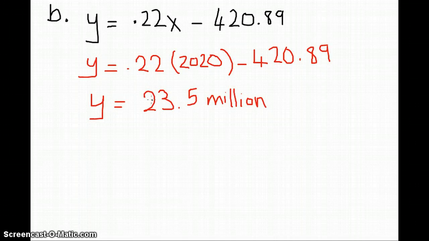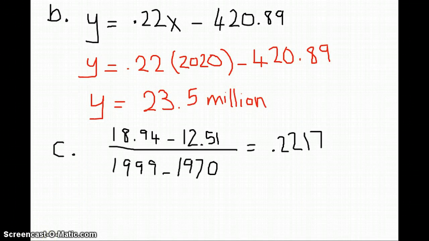All right, so for C, they're asking you to find the average rate of growth between the year 1970 and the year 1999. And they gave you the formula: the change in population over the change in time. So what I did is I took the change in population, for the year 1999, where the population was 18.94, over the change in time, with the other point, which is 1970, where the population is 12.51. So the change of population on top over the change of time, as they said, and I got 0.2217.